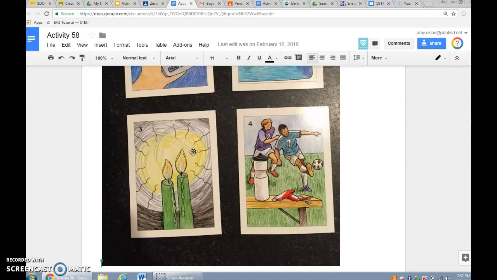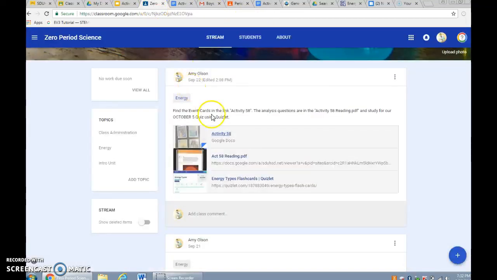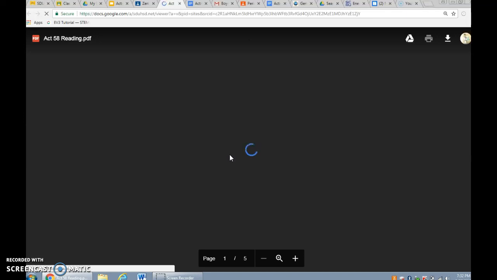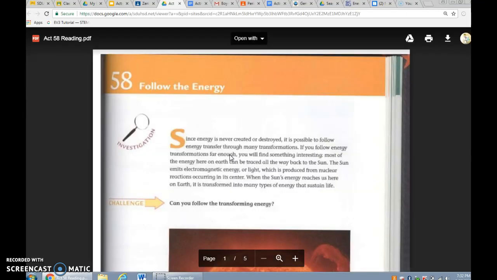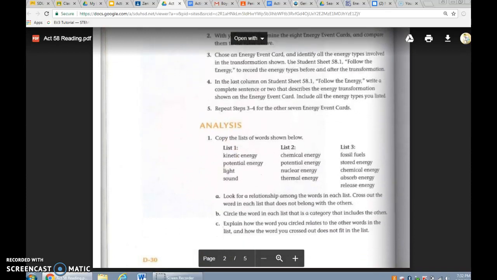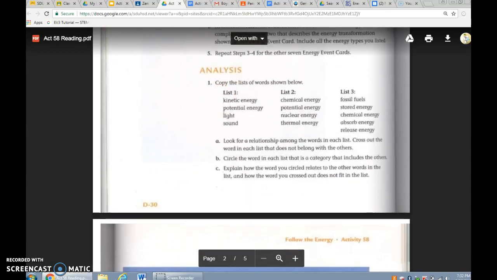There is an answer key. If you're getting stuck, we can help you out along the way. The other things on Google Classroom are a reading or a little guide to the activity. There's nothing for you to read here. This activity describes the energy event cards, but what you do need to find here after you've done the energy event cards, you're going to do analysis questions 1 and 2.